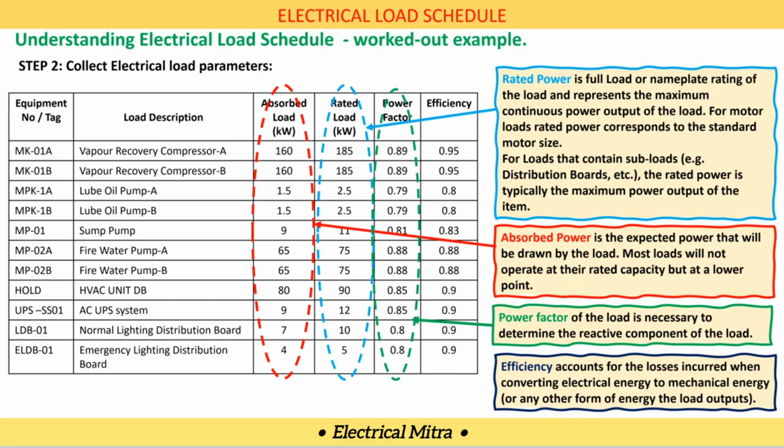Now, power factor of the load is necessary to determine the reactive component of the load. And efficiency accounts for the losses incurred when converting electrical energy to mechanical energy or any other form of energy the load outputs. Some of the electrical power drawn by the load is lost, usually in the form of heat to the ambient environment. Where information regarding efficiency is not available, estimates of between 0.8 to 1 can be used.